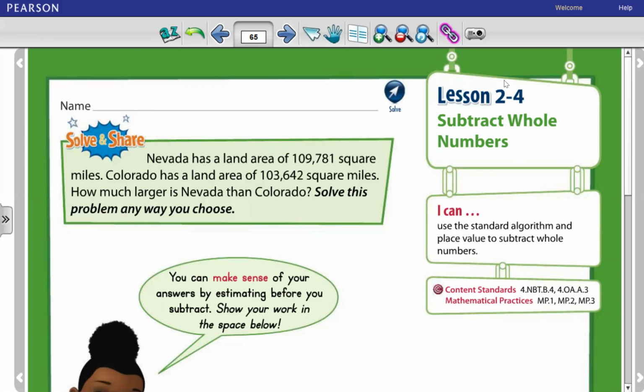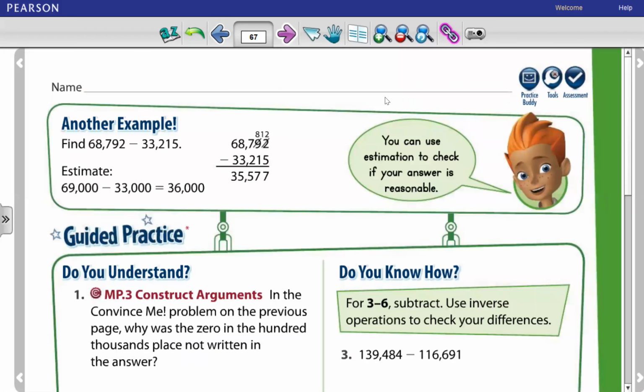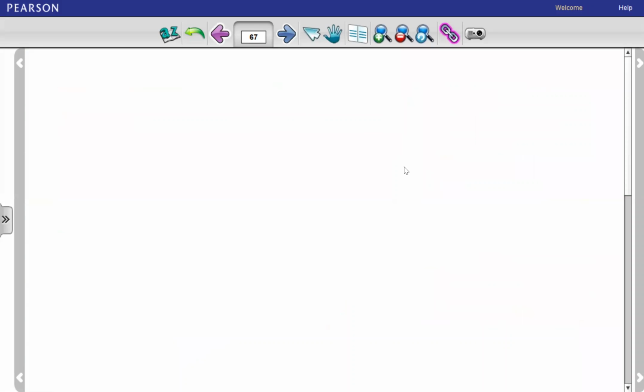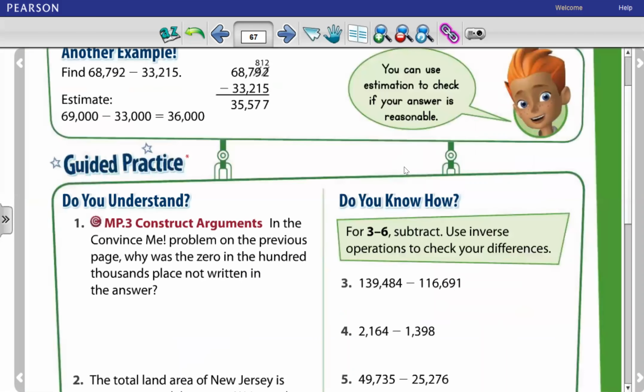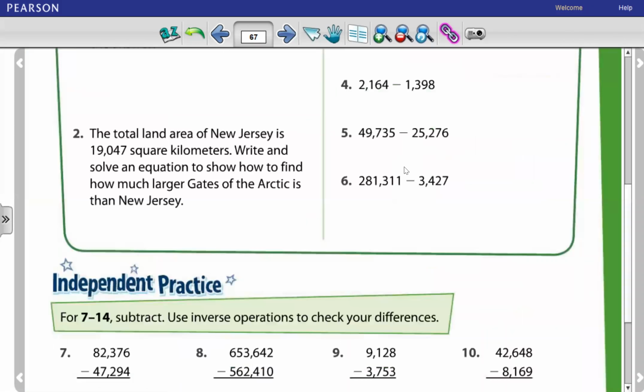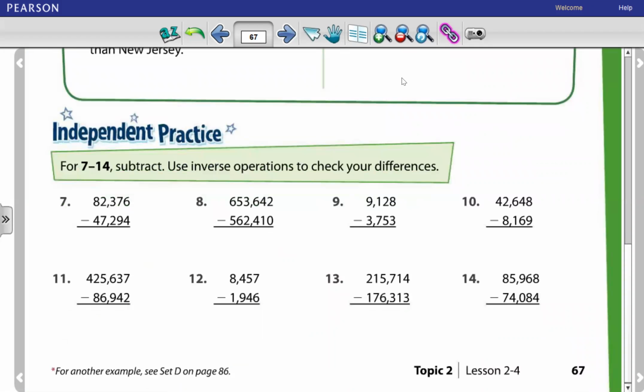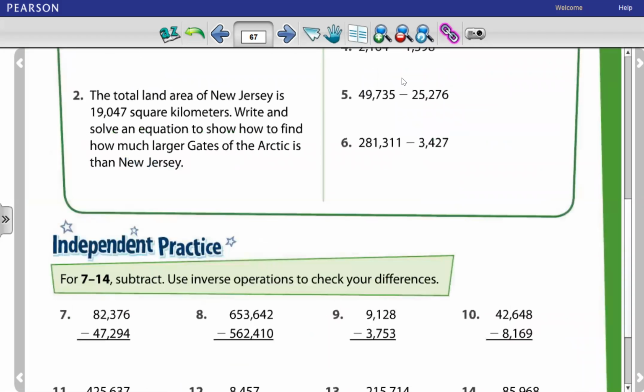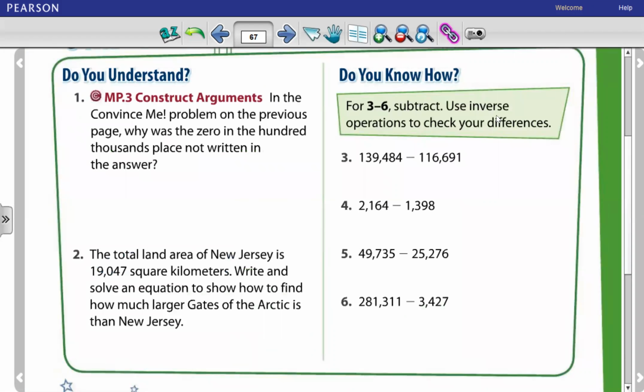Lesson 2-4, subtract whole numbers. Let's move to page 67. Subtract, use inverse operations to check your differences.